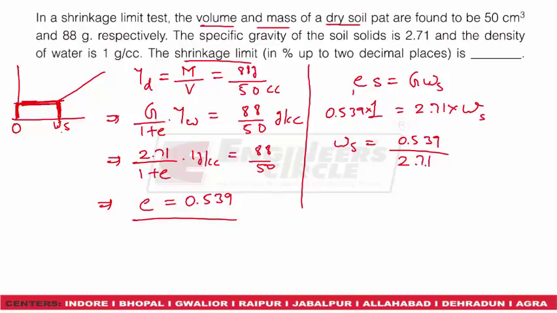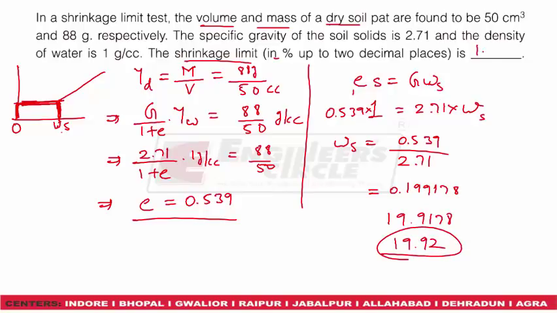So it comes out to be 0.199. In percentage it is 0.199178. So in percentage it will be 99.178. So up to 2 decimal, 99.92. So this will be the correct answer.